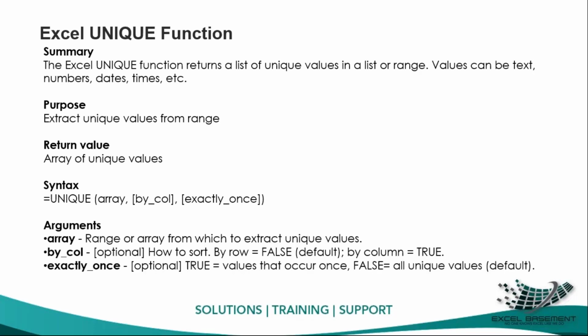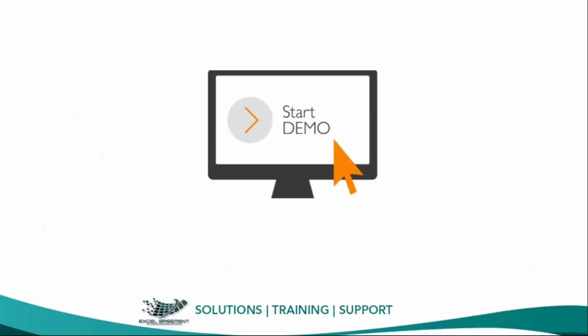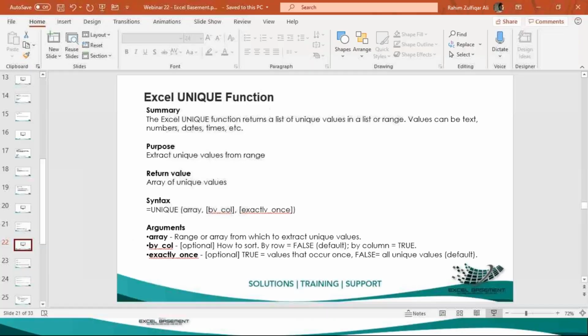Exactly_once means that TRUE returns values that occur only once. All the values which occur just once, we need to write TRUE in that case. All unique values which are repeating again and again, we can write FALSE in that kind of scenario. So we need to understand the concept of unique and distinct, and very carefully apply the TRUE or FALSE in those cases. So let's start the demonstration.